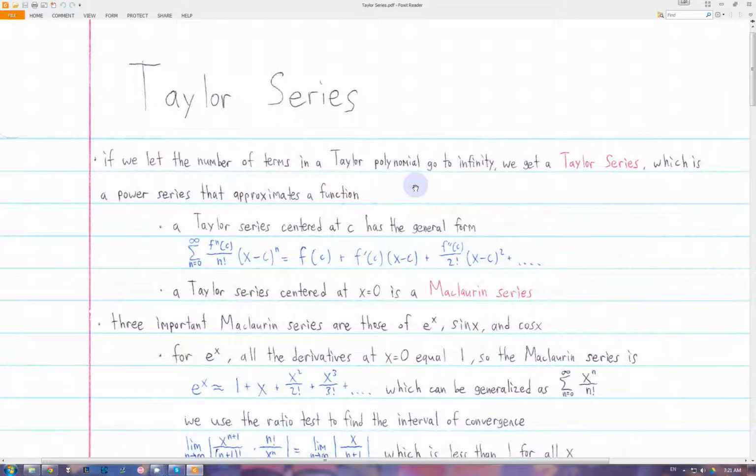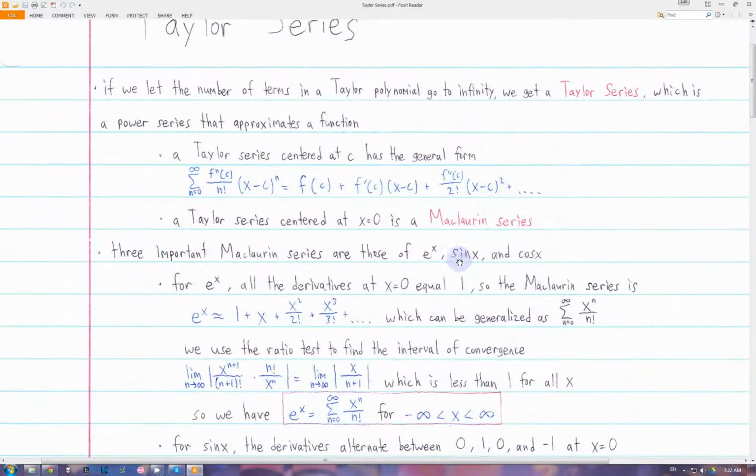So a Taylor series centered at c, some number, has the general form of this. We start the index at 0, and we have the value of the nth derivative of the function at c over n factorial times x minus c to the n power. And as you can see, the expansion just looks like a Taylor polynomial, but it goes to infinity. And in the special case when c equals 0, it's called a Maclaurin series.